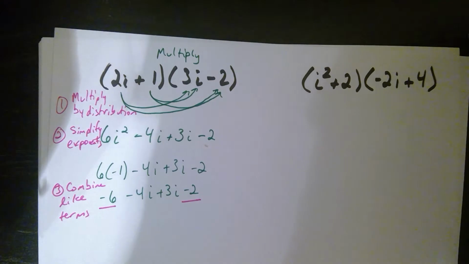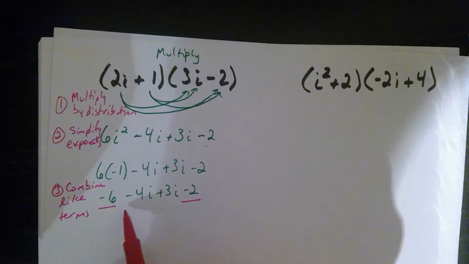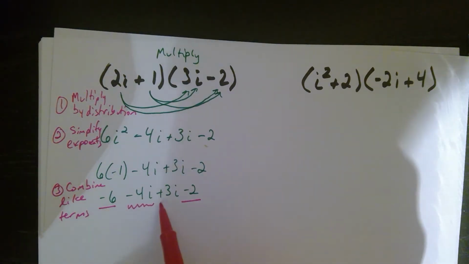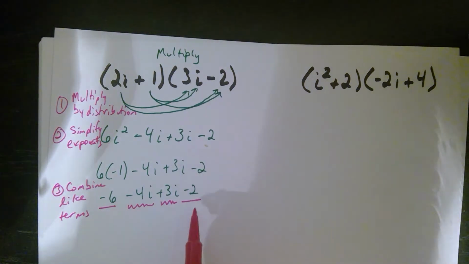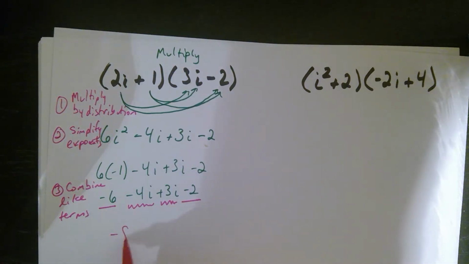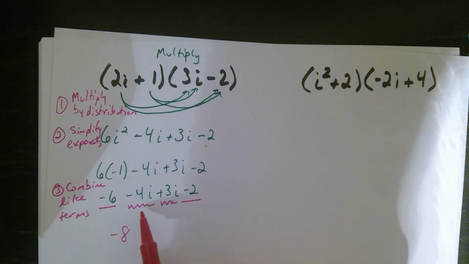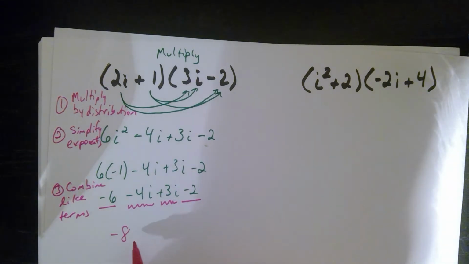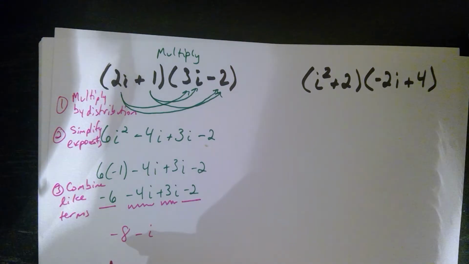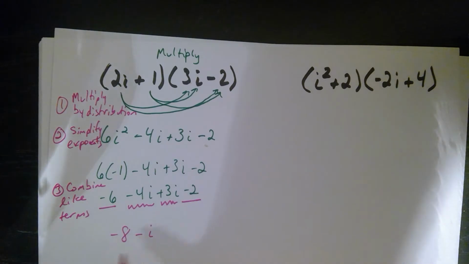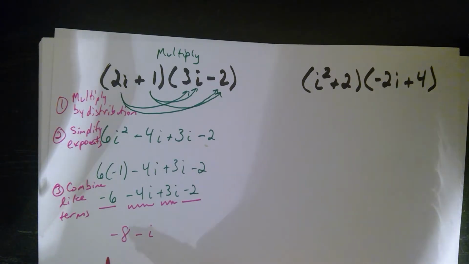So there we go again. Now our i terms, -4i plus 3i. Let's combine our numbers. -6 minus 2 will give us -8. -4i plus 3i gives us -i. Okay, so there is our simplified answer. Notice how there's no exponents. There's a plus bi. Okay, a plus bi.